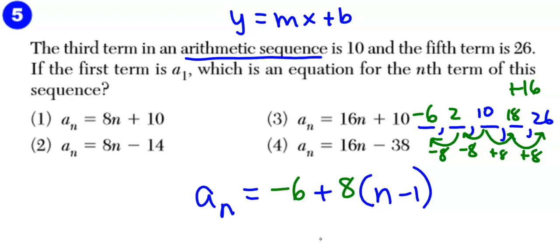Now if I simplify this formula, I can get one of these answer choices. Negative 6 plus 8n minus 8, or 8n minus 14.